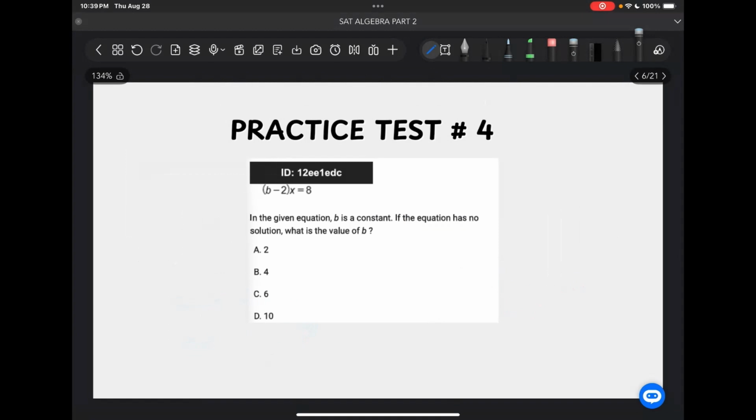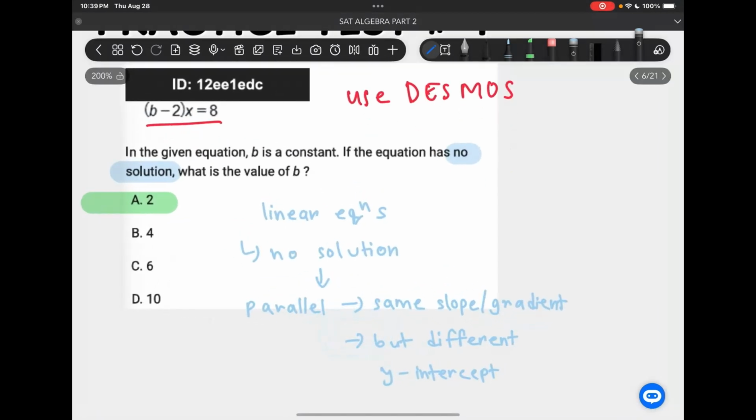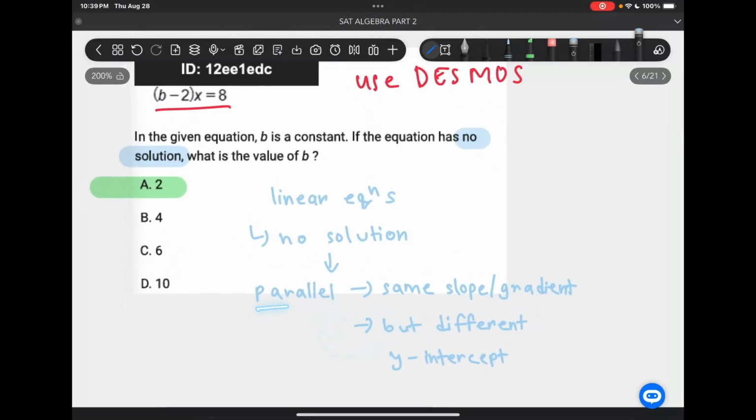Now this is question 4. (b minus 2)x equals 8. In the given equation, b is a constant. If the equation has no solution, what is the value of b? Since it has no solution, this basically means that these two equations have to be parallel. Since they are parallel, there are a few points that you need to remember. Parallel equations have the same slope or gradient, but different y-intercept.